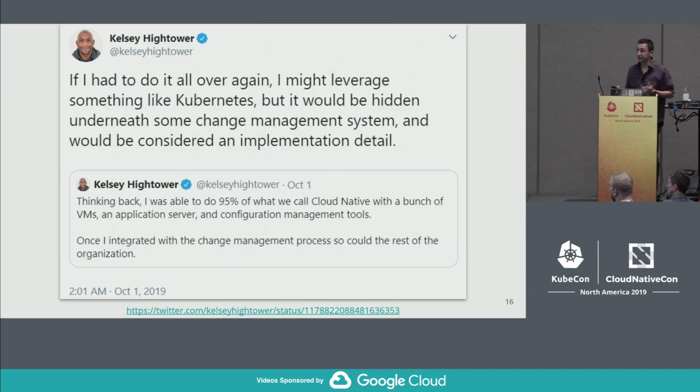So of course, to validate this, I need a tweet from Kelsey Hightower, right? Who, by the way, had a great keynote a few days ago. So he was saying a few weeks ago that he could do 95% of what Cloud Native does with VMs, application service, and configuration management. And if he had to do it all over again, he might use Kubernetes, but it would be kind of an implementation detail behind the change management system.